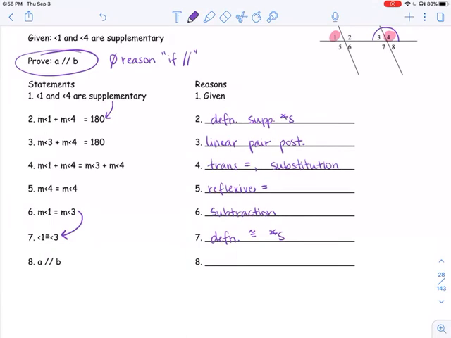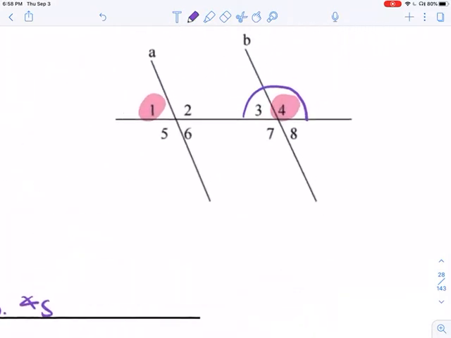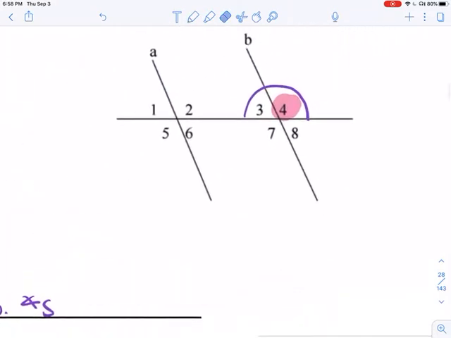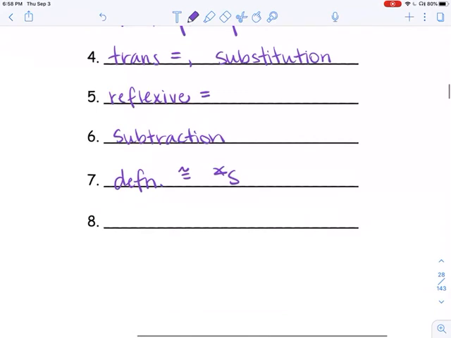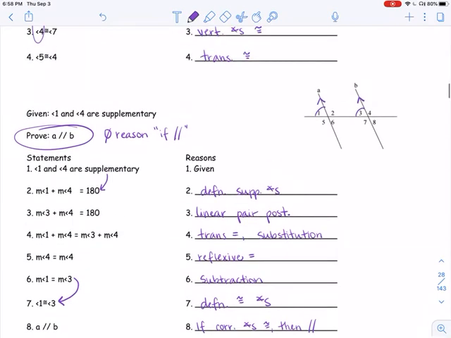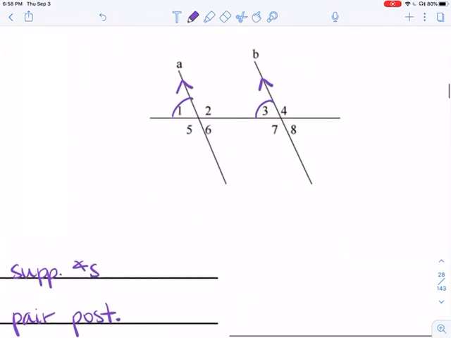And now go back up and look at the picture. What we've just done is proven 1 and 3 congruent. So if I move back up here, I'm going to erase some of this stuff. If I prove that 1 and 3 are congruent, those are corresponding angles, and what I know from my converse is that if corresponding angles are congruent, then my lines are parallel. So if corresponding angles congruent, then lines are parallel.